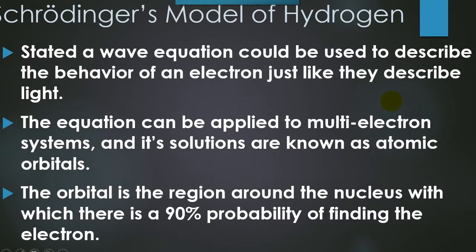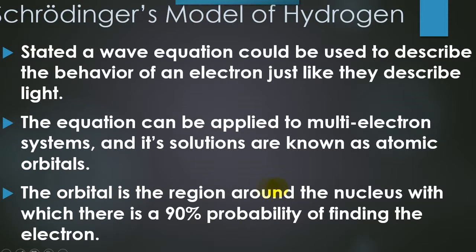Schrodinger's model of hydrogen states that a wave equation can be used to describe the behavior of an electron, just like they are used to describe how light acts. His equation can be applied to multi-electron systems, and its solutions are known as atomic orbitals. This is in contrast to Bohr's model, which was only valid for the hydrogen atom, which had just one electron. But Schrodinger's model is applicable to multi-electron systems, or any atom.